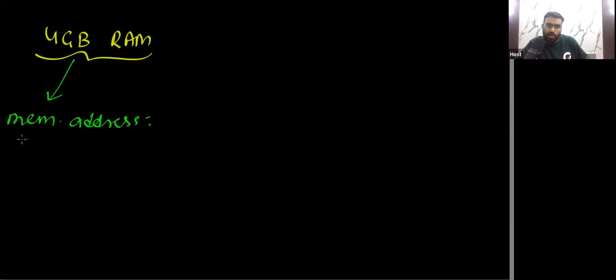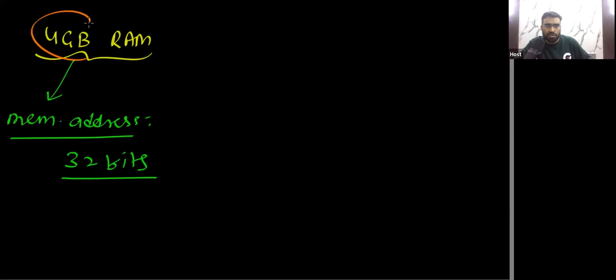Memory address. For memory address, you need 32 bits. You need 32 bits because what is 4 GB? 4 GB simply means 2 power 2 multiplied by 2 power 30 bytes. So very simple.